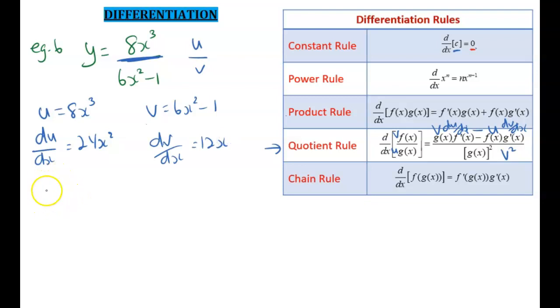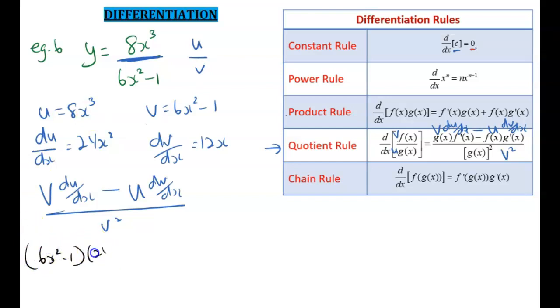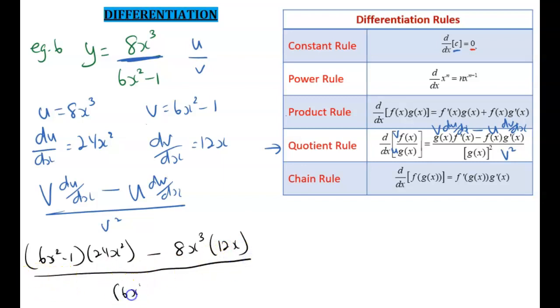Now substituting into the formula, v du/dx minus u dv/dx, all divided by v squared, it actually becomes this. So v will be 6x squared minus 1, minus u, which is 8x cubed, by 12x, all over 6x squared minus 1 all squared, right?